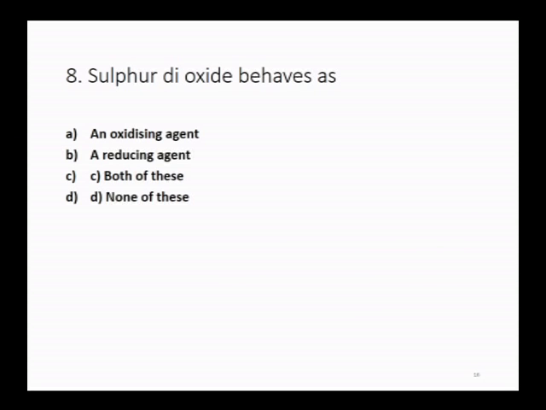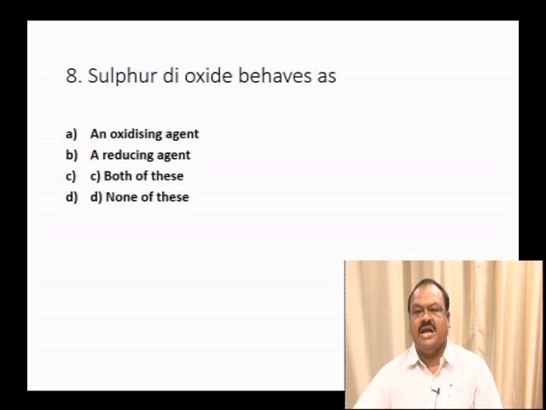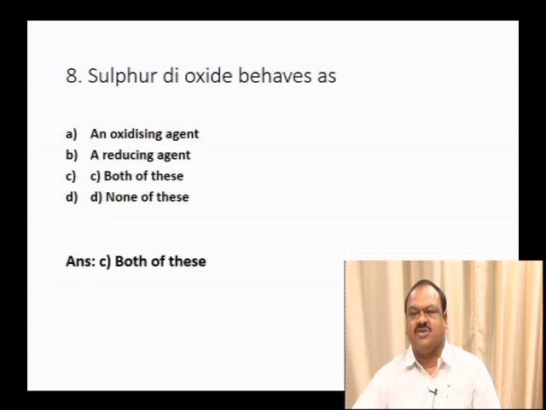Sulphur dioxide behaves as an oxidizing agent, reducing agent, both of these, none of these. Sulphur dioxide SO2 acts as both an oxidizing agent as well as a reducing agent. Hence, the suitable answer is C. That is, it produces a nascent oxygen atom as an oxidizing agent and it produces nascent hydrogen atoms as a reducing agent during the reactions. So, suitable answer is C.